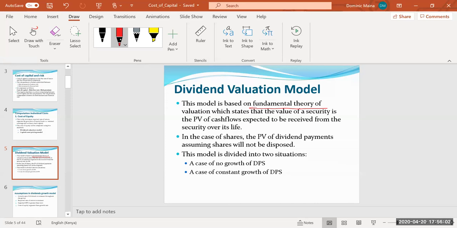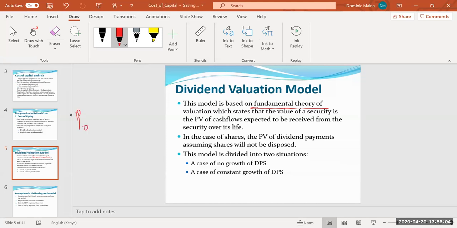As I mentioned, the P naught, the market value of this equity share, is simply the sum of the present value of all the dividends that particular equity share shall be yielding on behalf of the investor. Thus is the P naught. And that simply is the dividend valuation model pegged on the fundamental theory of valuation.